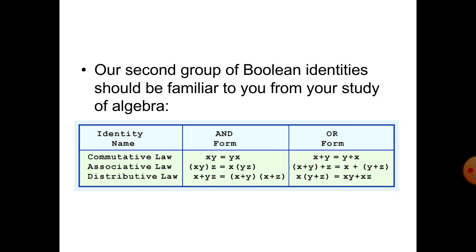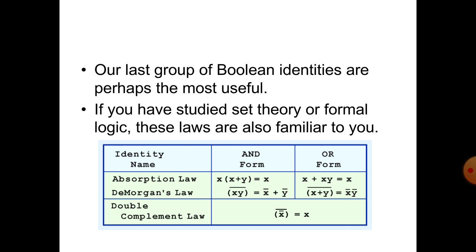Distributive law: x plus yz equal to (x plus y) dot (x plus z), and x dot (y plus z) equal to xy plus xz. Our last group of Boolean identities are perhaps the most useful. If you have studied set theory or formal logic, these laws are also familiar to you.